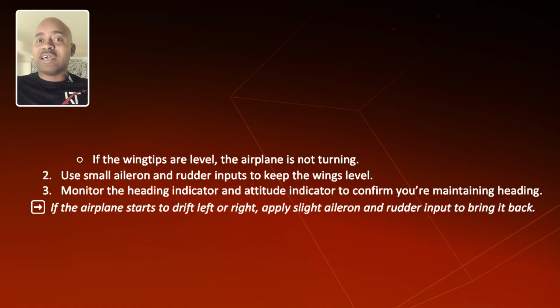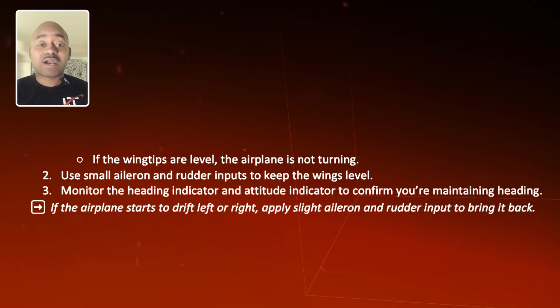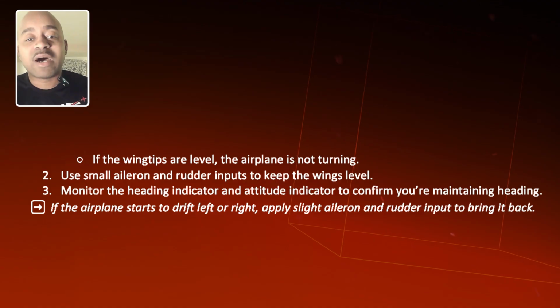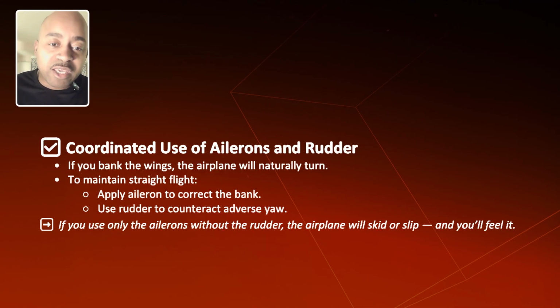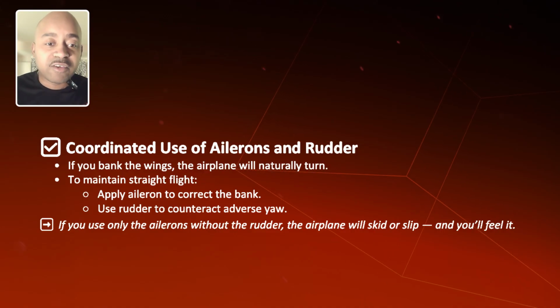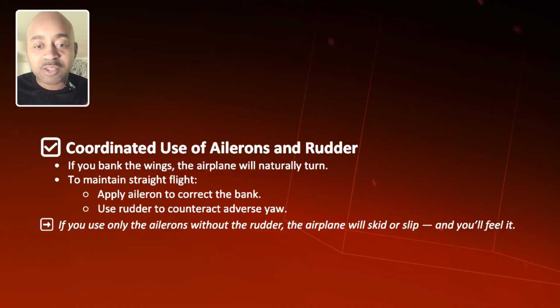If one wing has less sky or less ground showing, then that means you're not coordinated and you're likely in a bank. You want to use small aileron and rudder inputs to keep your wings level. You want to monitor your heading indicator and look outside to make sure that you're still straight. If you bank your wings, the airplane will naturally turn. If you want to maintain a straight flight, apply aileron to correct any bank. If you only use aileron without the rudder, the airplane will skid or slip, and you'll feel it.